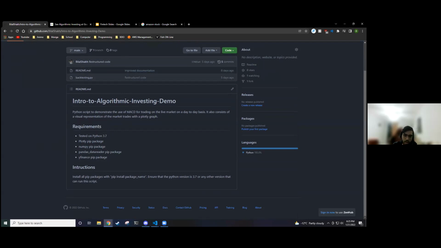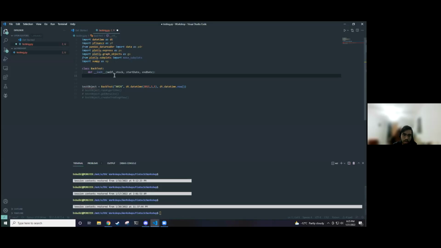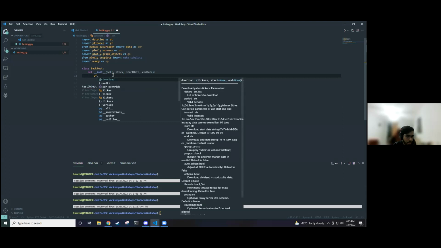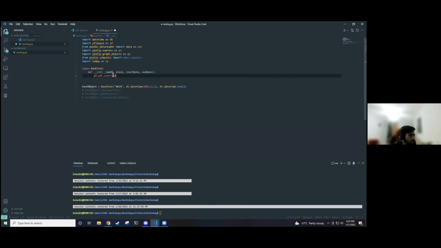So let's go to this and let's start writing it out. First step is you need to overwrite the Pandas data reader, and you would do this for that. And this allows you to get data from Yahoo Finance without doing any extra steps.